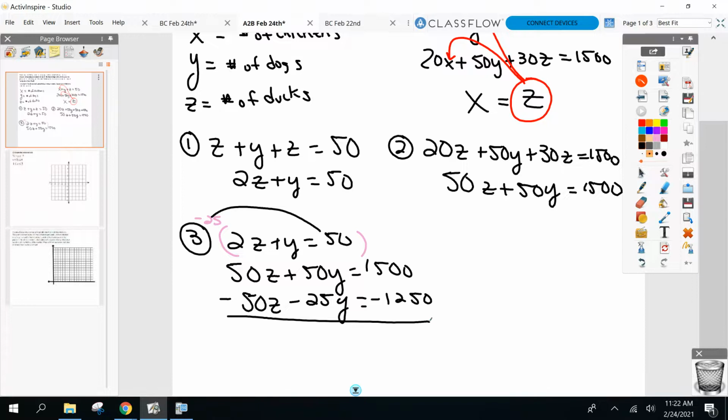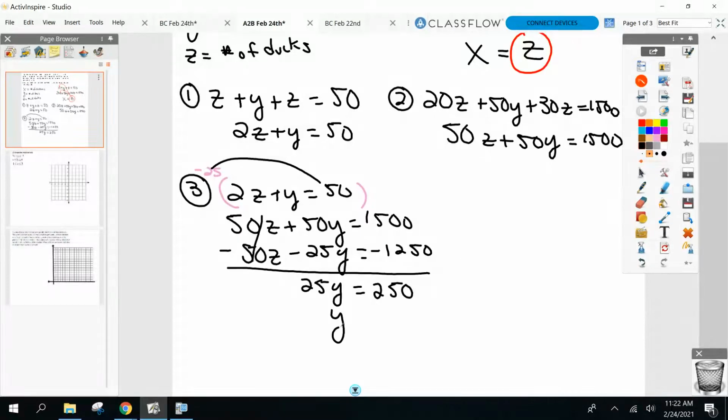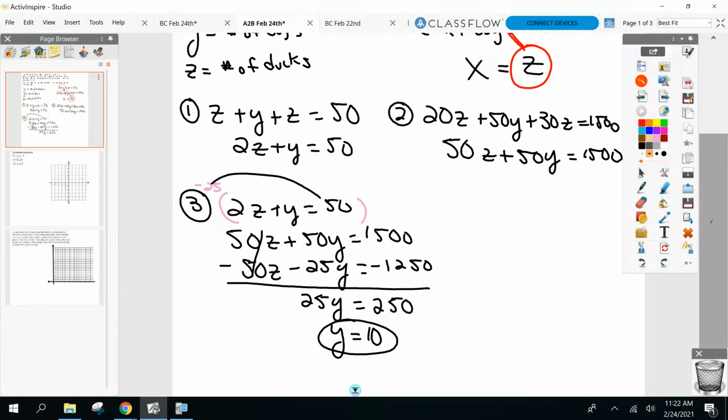All right, the z's cancel. That's what I wanted. y now will be 25y equals, on the other side, 1500 minus 1250 is 250. And then you guys got it. Divide both sides by 25. y equals 10. 10 dogs. That's what we called y, right? Yep, 10 dogs. Good job, guys. Good job.